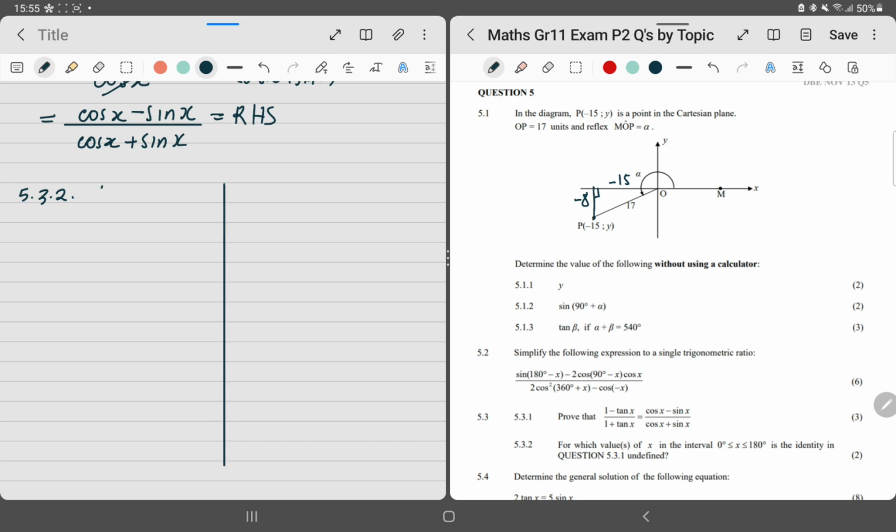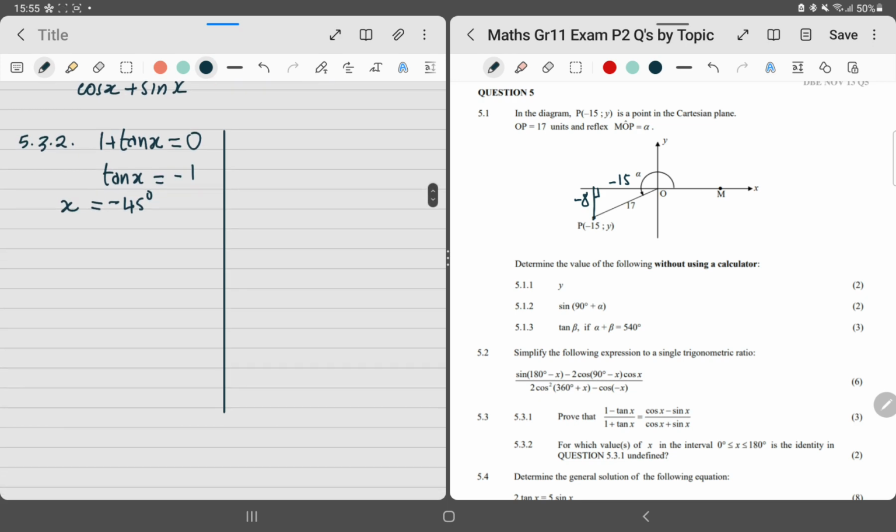For the left hand side, 1 plus tan of x should be equal to 0, because we want the denominator to be equal to 0. Then tan of x is equal to negative 1. So the angle there, inverse tan of negative 1, I'm getting negative 45 degrees. However, the restriction that I'm given is that x must be between 0 and 180 degrees.